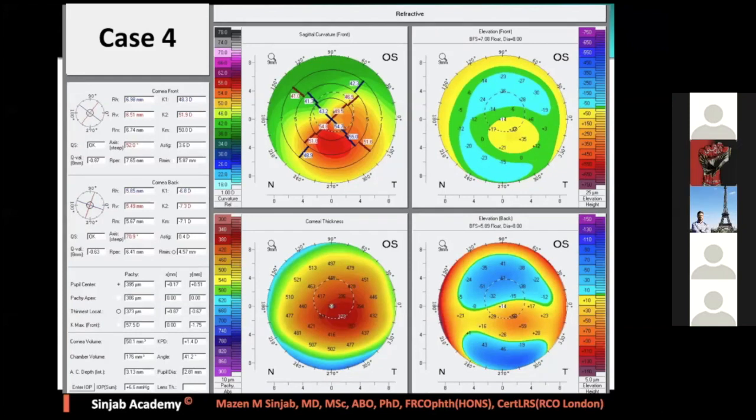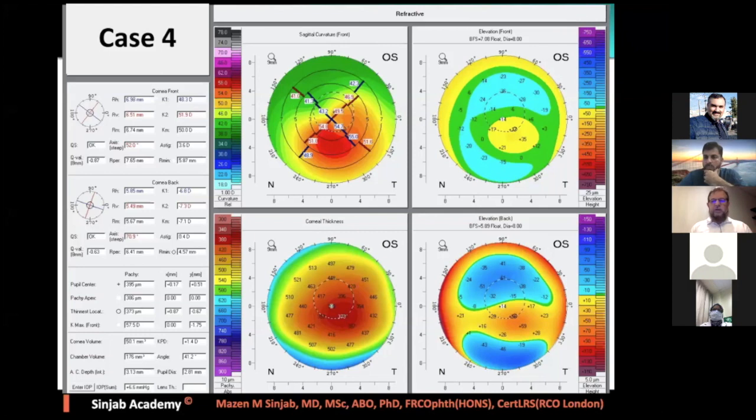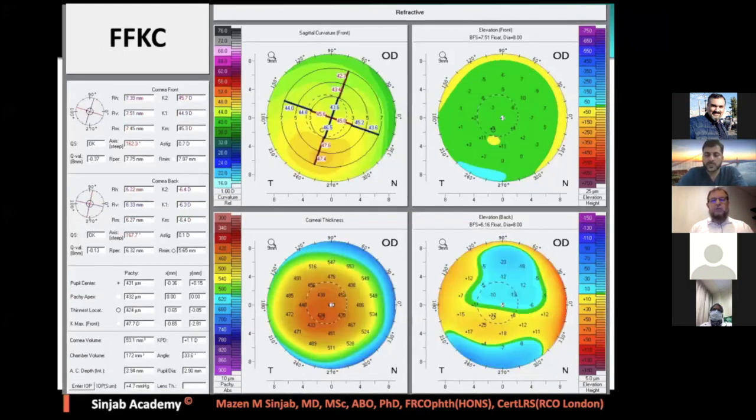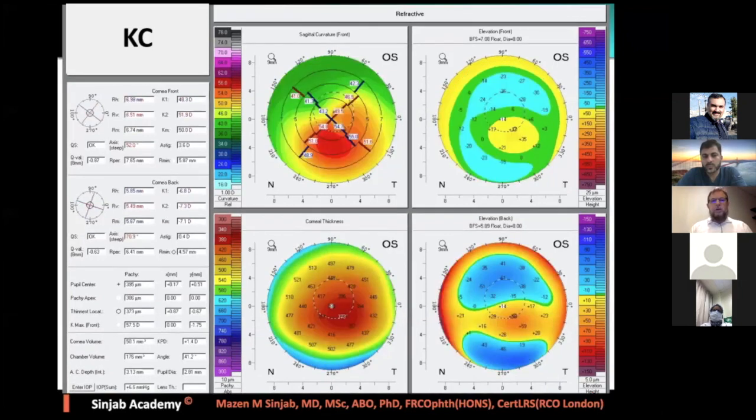Now, as you see, this is the other eye of the same patient. The other eye has keratoconus, frank keratoconus. So we call this case forme fruste keratoconus. So we say this paraectasia is forme fruste keratoconus when the other eye has keratoconus, as you see.